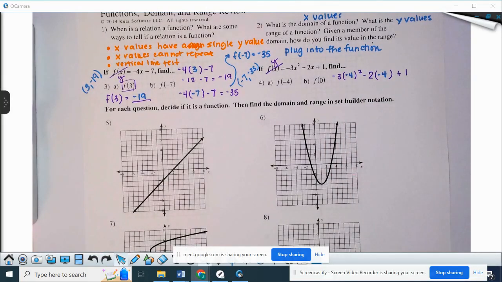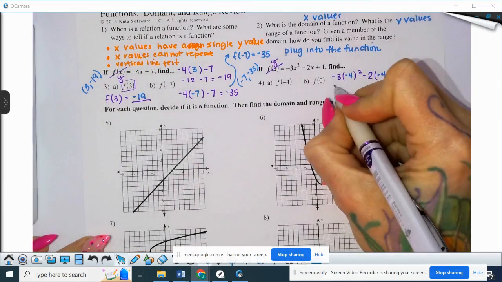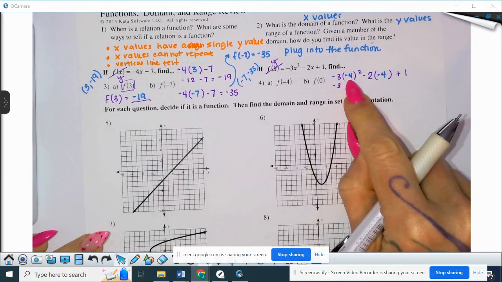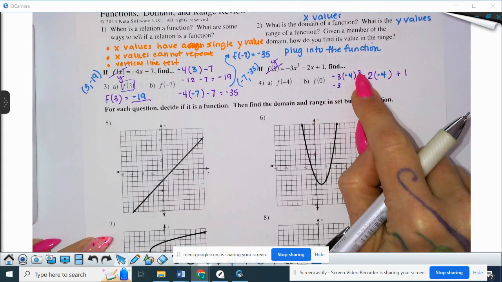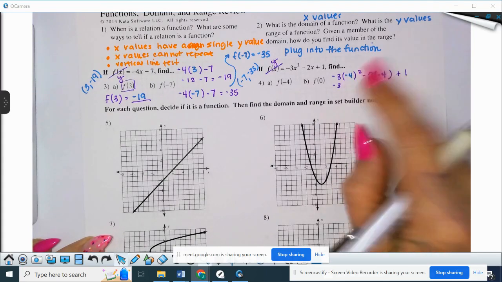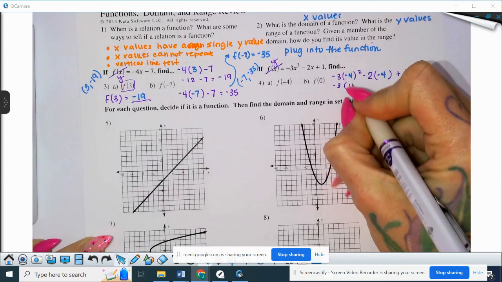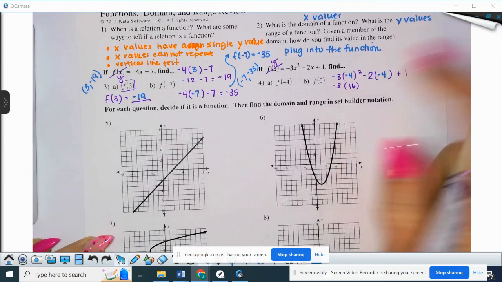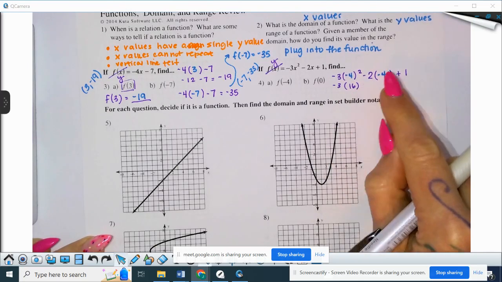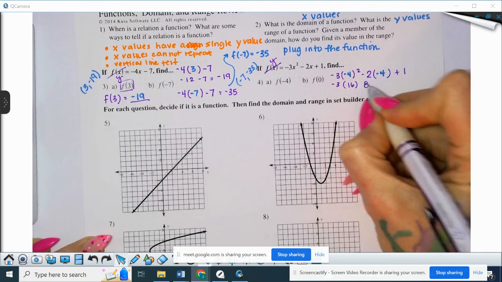On the test, if it's calculator active, this one may or may not be, to be honest, because it's not terrible numbers. Negative 4 squared, a negative times a negative, is going to give me a positive. So negative 4 times negative 4 is going to give me 16. Okay, now this is definitely going to be calculator active because most of the time they won't make you do a number like that at this point yet. Negative 2 times a negative 4 is going to be a positive 8, plus 1.